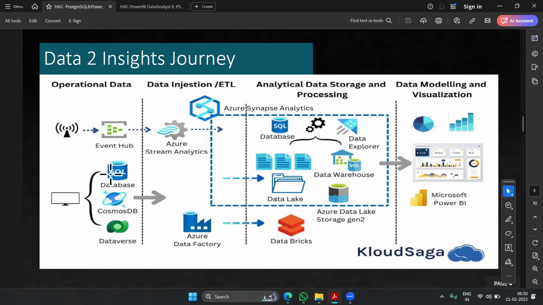Operational systems can be anything. It can be a database, Cosmos DB, or Excel sheets, everything. And that would be ingested through an ETL process. ETL means extract, transform, and load. You extract the data, you transform it as per your requirements, and then load it into further tables. And that is stored in the analytical data storage. We are going to see this one, and these are all different tools that are going to be used. And finally, we are going to do data modeling and visualization.